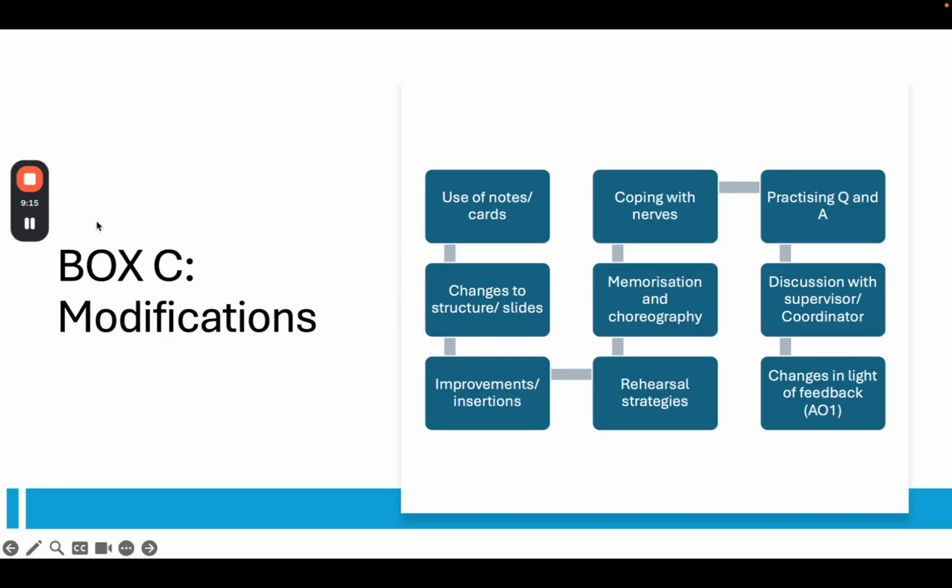Now the third box is the modification box. And this is the one that asks you about rehearsals and getting feedback. I've told you, you must see your supervisor, show them the slides. If you have time, you could even deliver the presentation to them. You should deliver it to your friends 2 to 3 times, bore your parents to death, ask them if they'll watch your presentation, okay? Get feedback, and you yourself critically analyze your presentation.